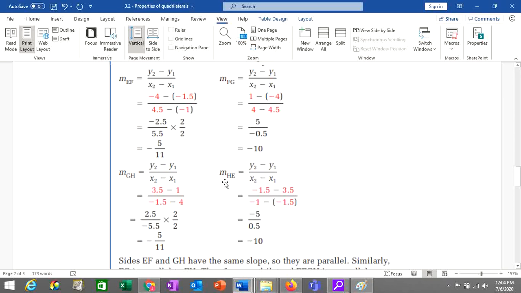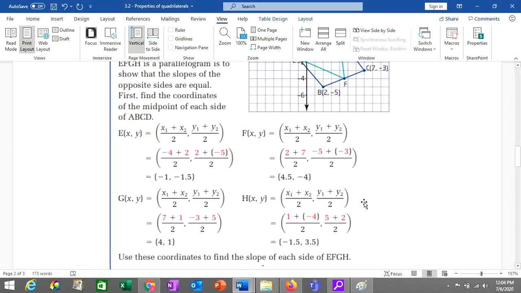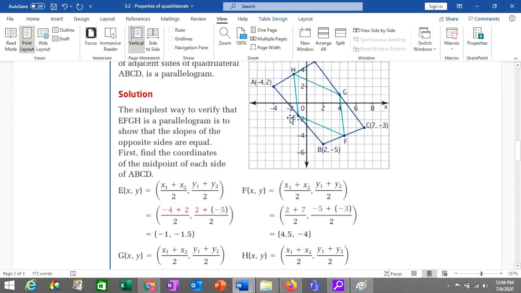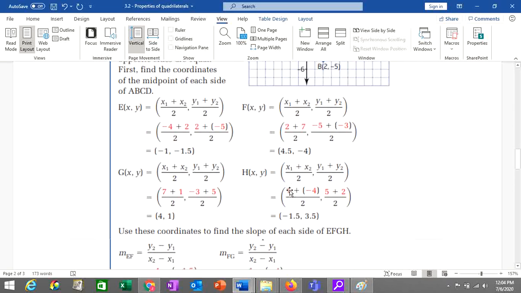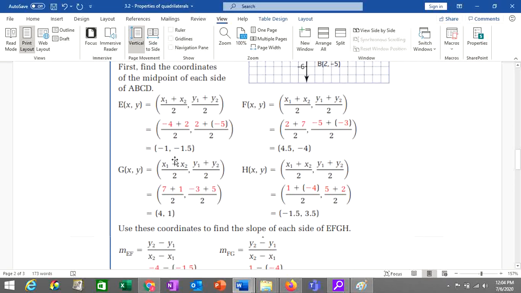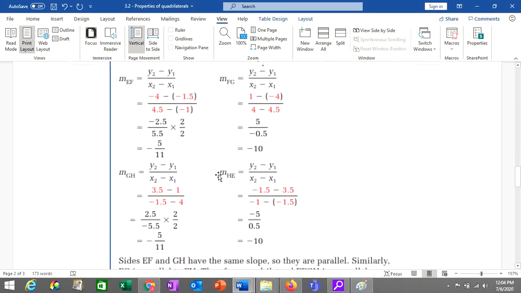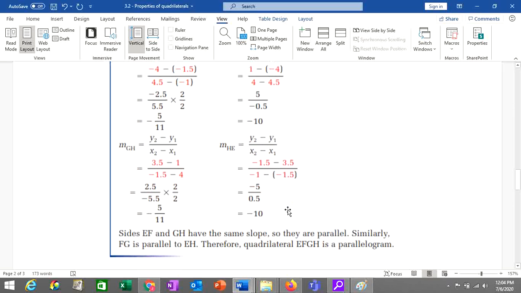All right, FG and HE. So I still haven't found HE. For HE, I'm going to have point H and point E. So there's point H and there's point E. I'm going to get the slope, and I get -10. So I can clearly see that that's the same as this, and I now have all the information I need to prove that this is a parallelogram. But we do need that final statement to prove it.